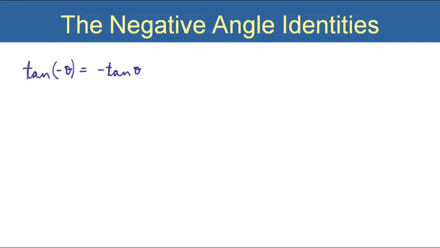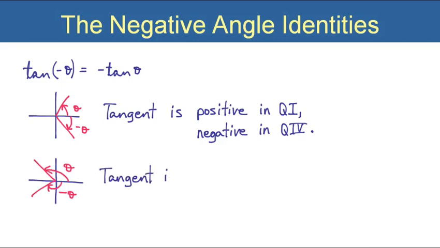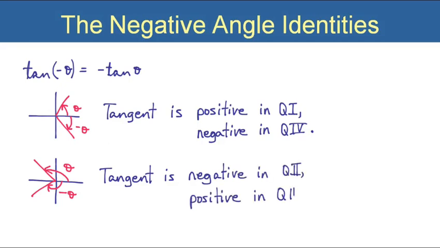Now the tangent. So same diagram. You'll remember that tangent is positive in quadrant 1 and negative in quadrant 4. And if we look at a larger theta, it's negative in quadrant 2, but positive in quadrant 3. So either way, the tangent of a negative angle is equal to the opposite of the tangent of the same positive angle.